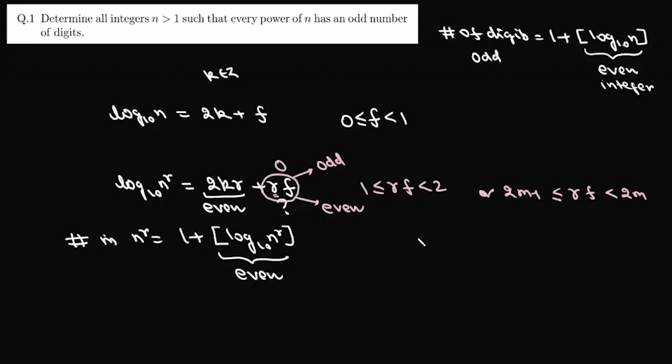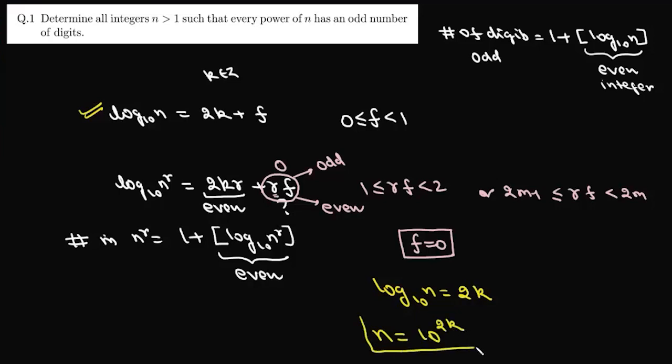So that means it is possible if and only if f is 0. From here we have derived the condition that the rth power of n will have an odd number of digits if and only if its fractional part is 0. And when f is 0, we can simply write log n base 10 as 2k, or n is simply 10 to the power 2k. So a number whose every power has an odd number of digits is of the form 10 to the power 2k. And that is the answer to this question.